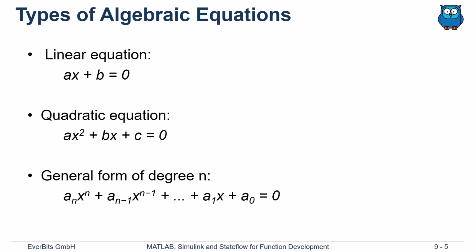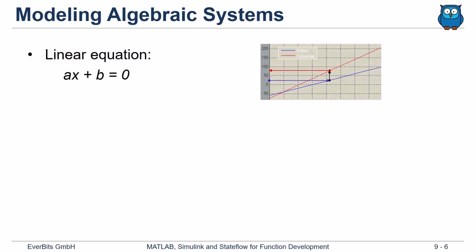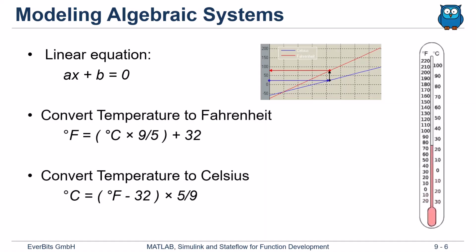The most prominent algebraic equations are linear and quadratic, and below you see the general form of an algebraic equation. We'll model a linear equation. In a linear equation, each term is either a constant or the product of a constant and a single input variable. Linear equations describe a relationship between two lines on the plane, like the red and the blue line. These linear equations describe the relationships between the temperature on the Fahrenheit and on the Celsius scales.